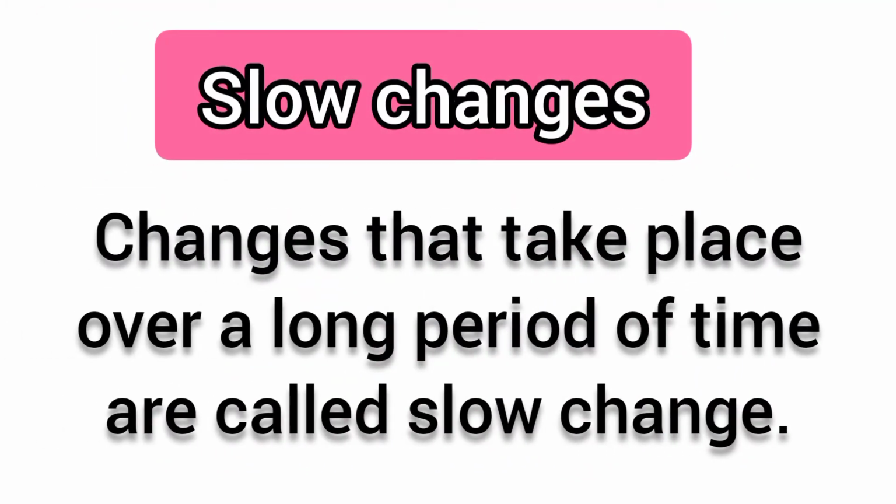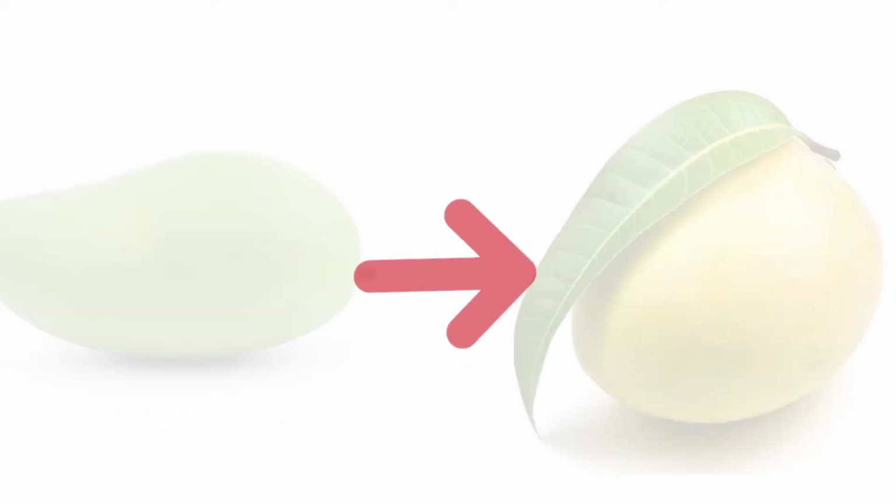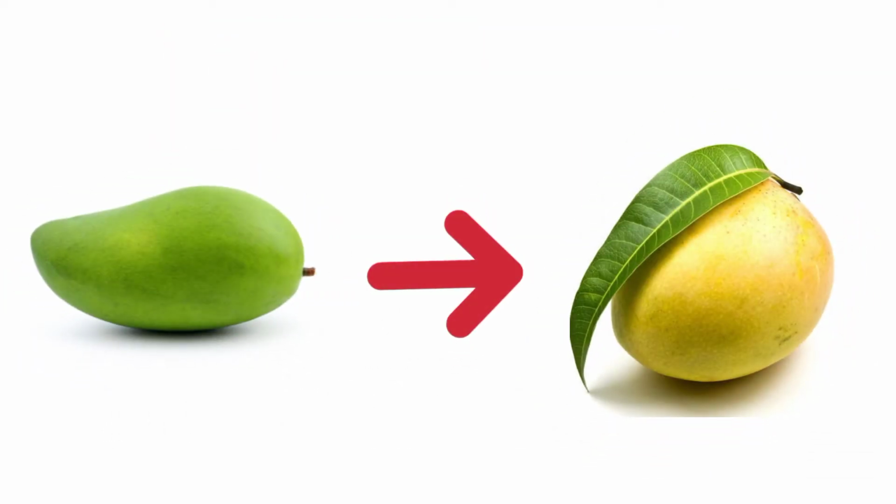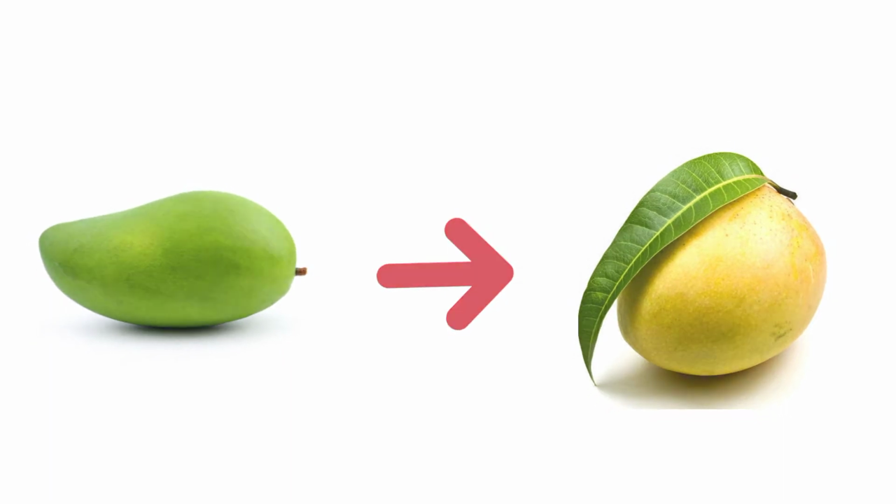Now let us know the definition of slow changes. Changes that take place over a long period of time are called as slow change. For example, raw mango changes to ripened mango.